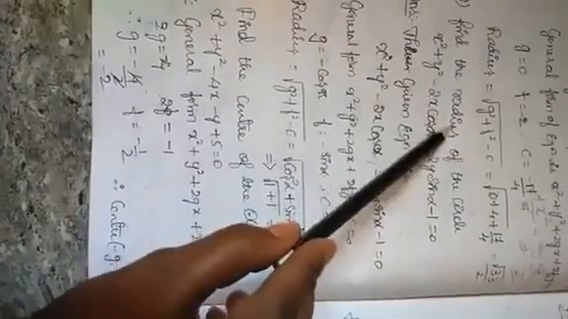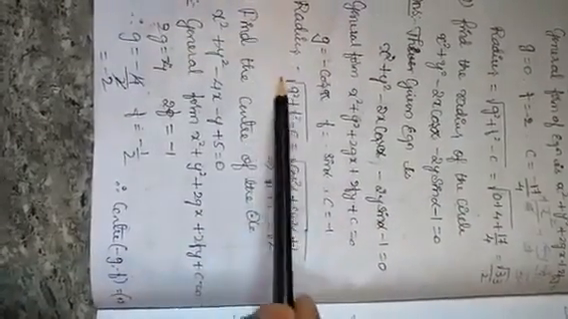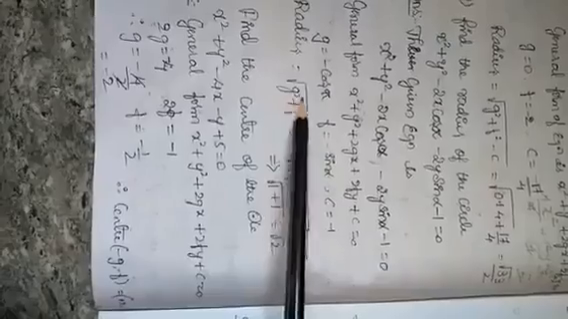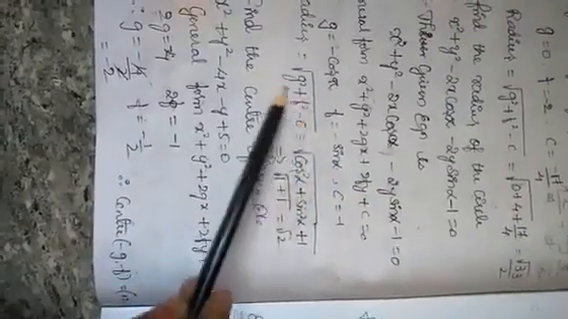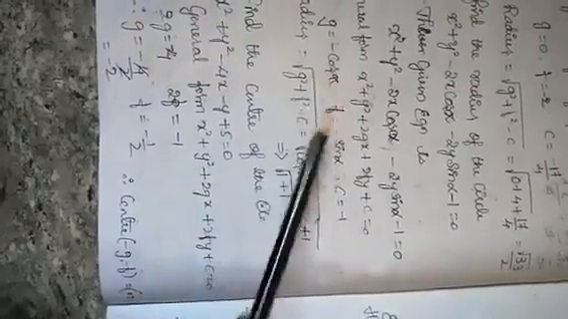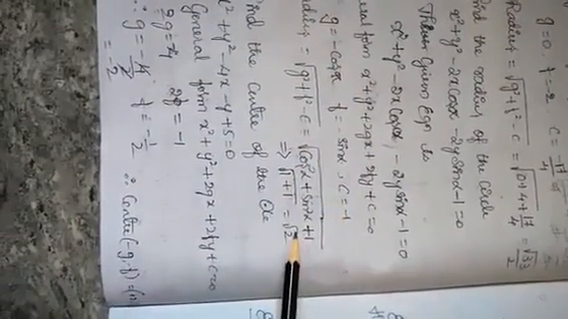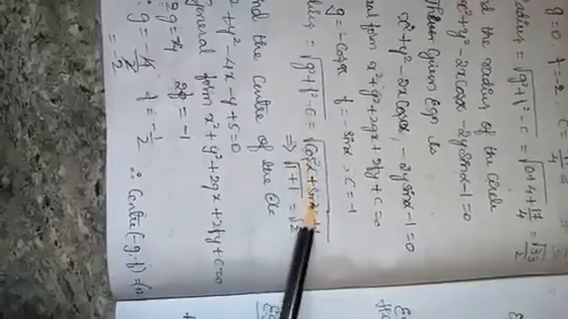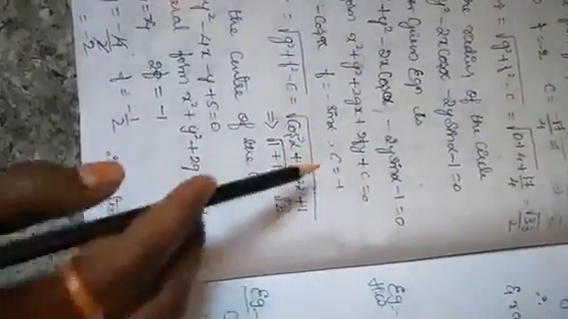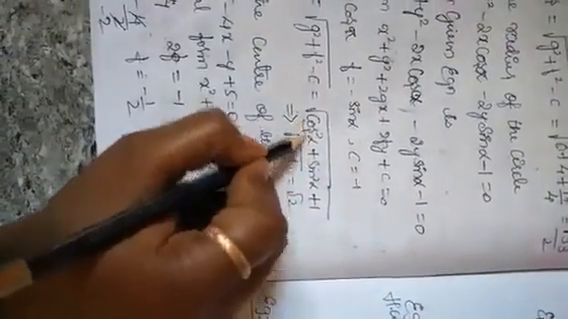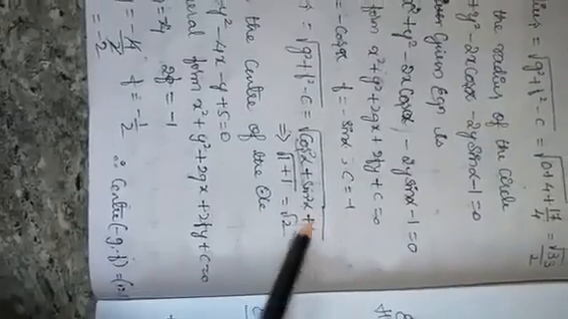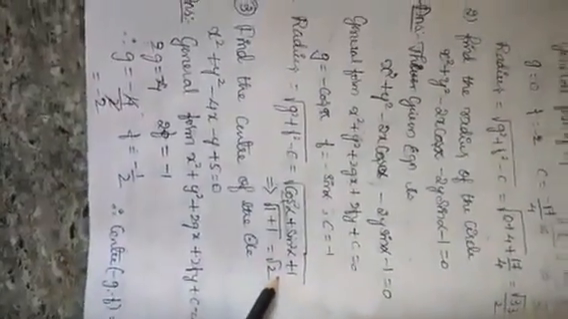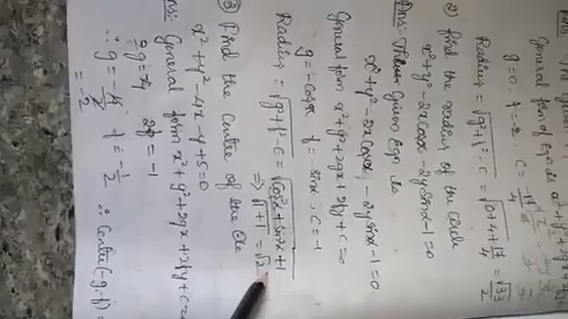So we have to find the radius of the circle. The radius equals root over g square plus f square minus c. Squaring the terms we get cos square alpha plus sin square alpha plus 1. You already know that cos square alpha plus sin square alpha has the value 1, so it is 1 plus 1, which equals root 2. This is the radius of the circle.